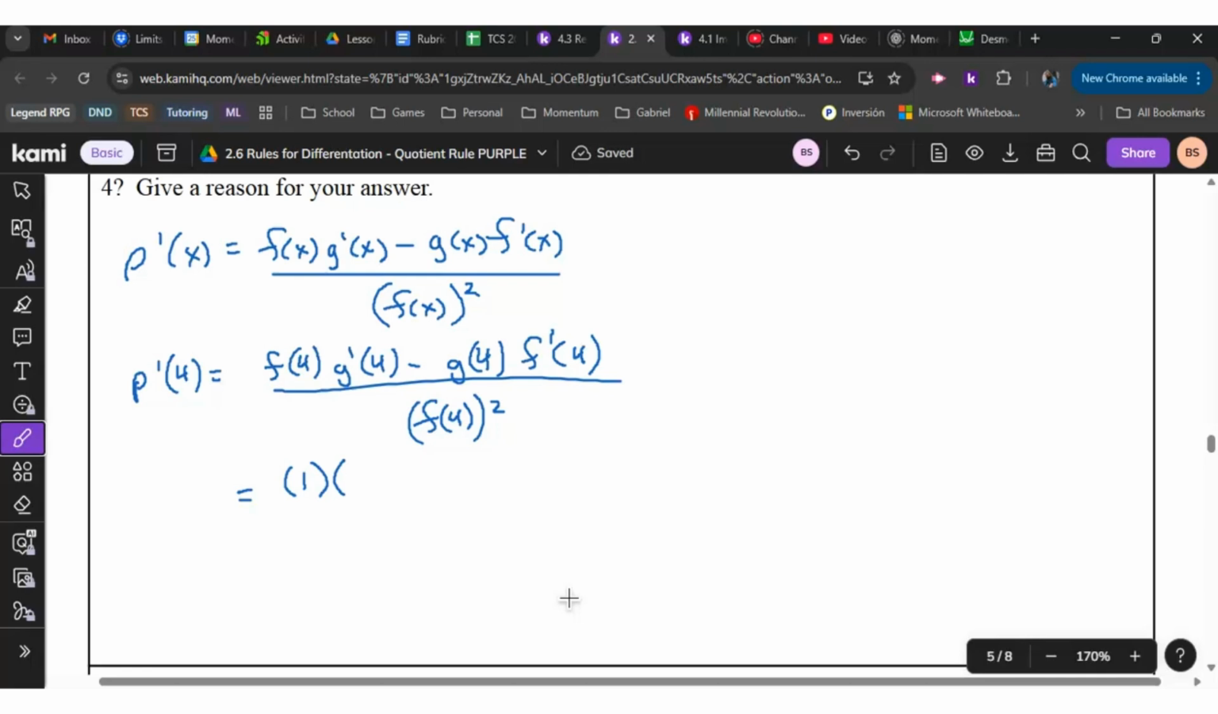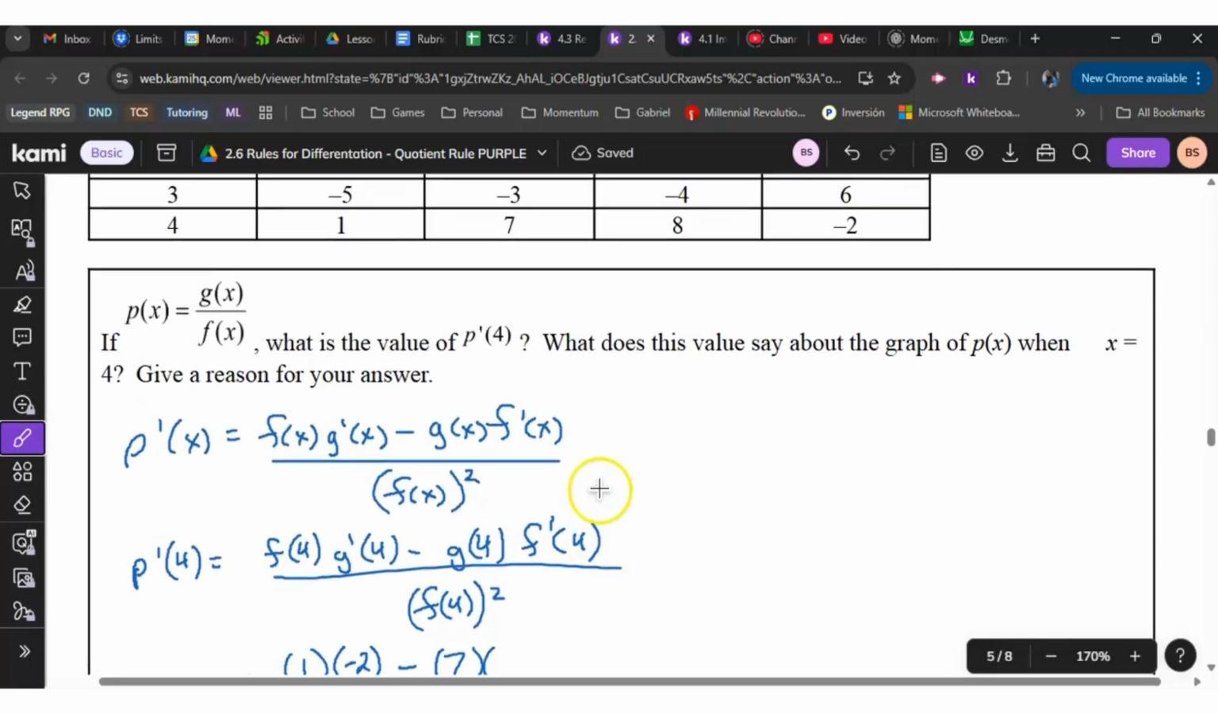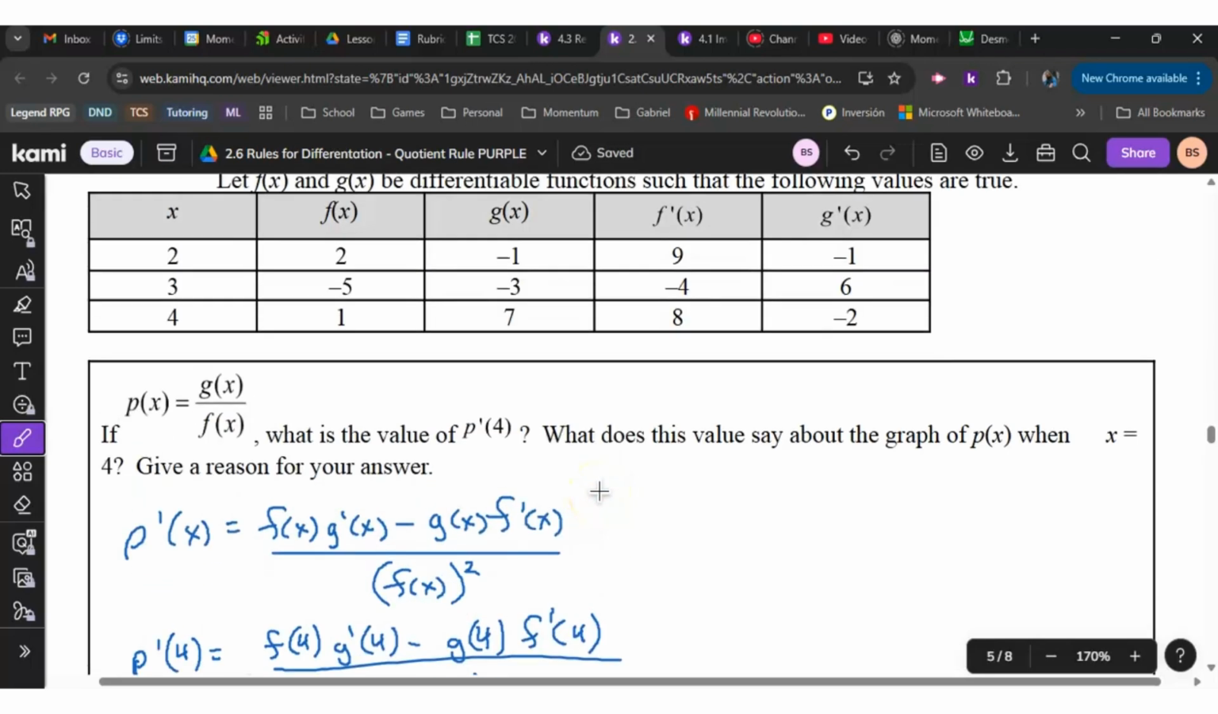Not 7. That's G of 4. We're looking at G prime. There you go, minus 2. And then G of 4, we already said is 7. Okay, F prime of 4, I'll scroll up again just to make sure you're getting it for the video here. So 4, F prime, they meet here at 8, therefore that's my answer.